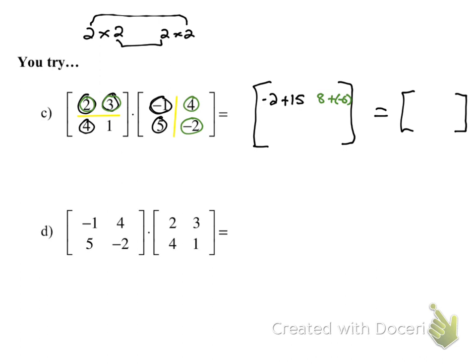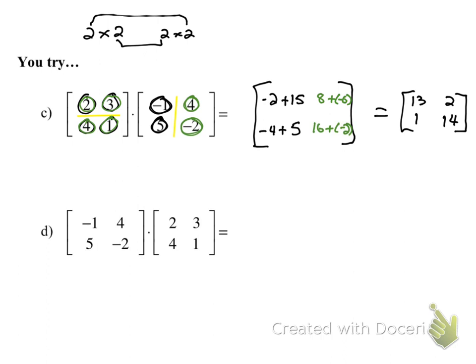And I got 4 and -1 is -4, plus 1 times 5 is 5. And then 4 times 4 is 16, plus 1 times -2 is -2. Add them up and we get 13, 2, 1, 14. Okay. Try and do D.